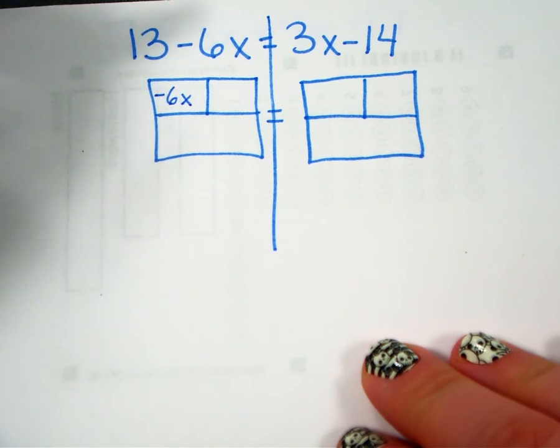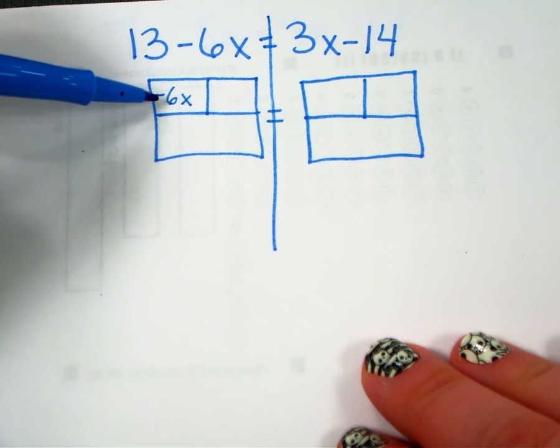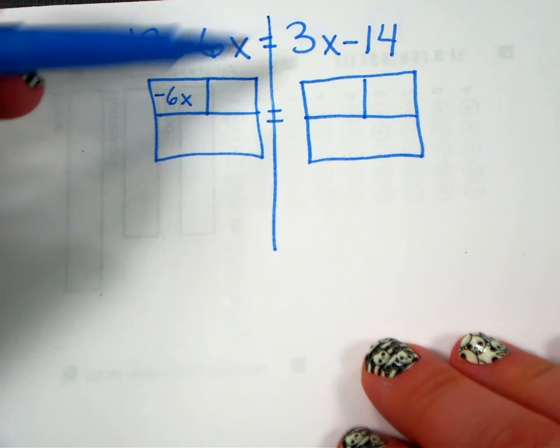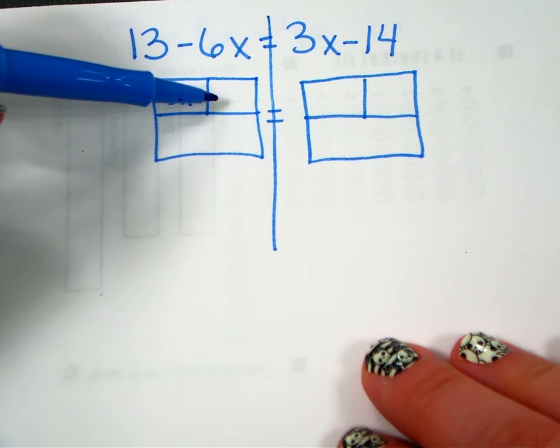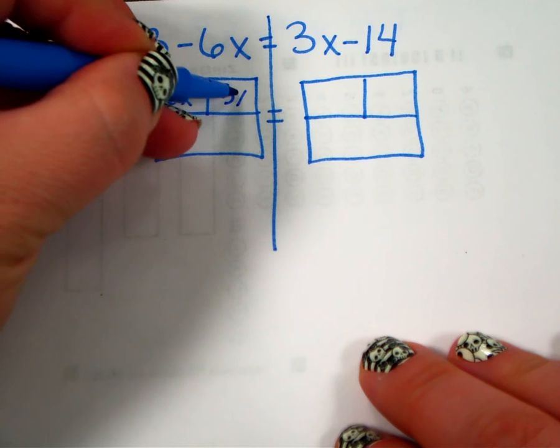And because it's staying on the same side that it started with, it's going to have the same sign. And I want the 3x to join it. But it has to move to the opposite side of the equation, so it needs to be the opposite sign, negative 3x.